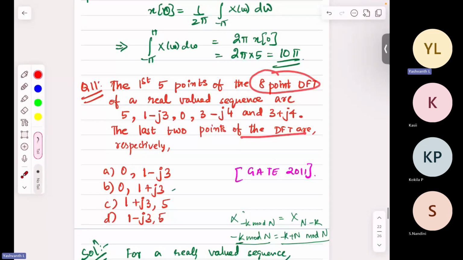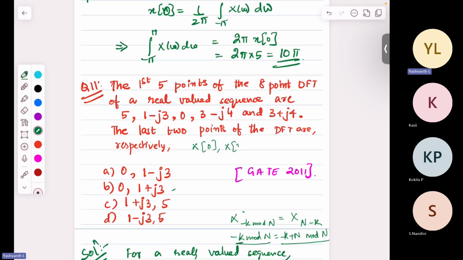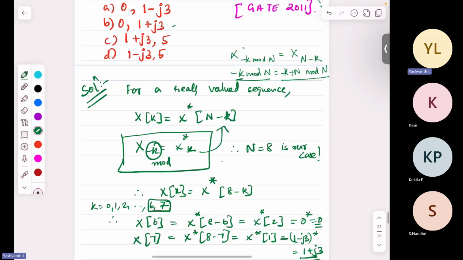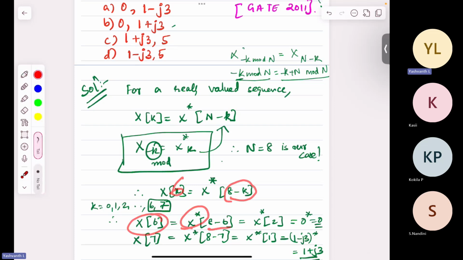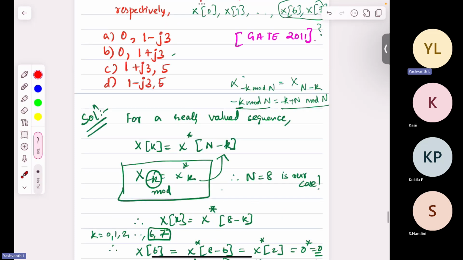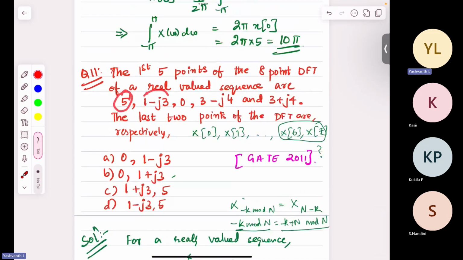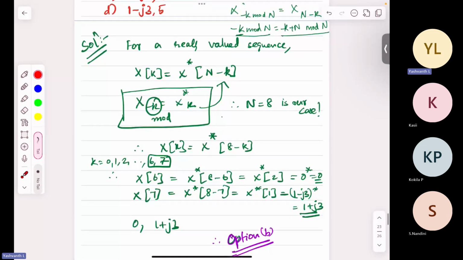Now they're asking what are the last 2 points. In general, it is X of 0, X of 1, and so on till X of 6 and X of 7 because it's 8-point DFT. They're asking what are these last 2 points. Therefore, X of 6 is nothing but put k equal to 6. That means it is the same as X conjugate of 8 minus 6, or X conjugate of 2. But we know this is X of 0, X of 1, X of 2. So X of 2 is nothing but 0. Therefore, 0 conjugate is nothing but 0.